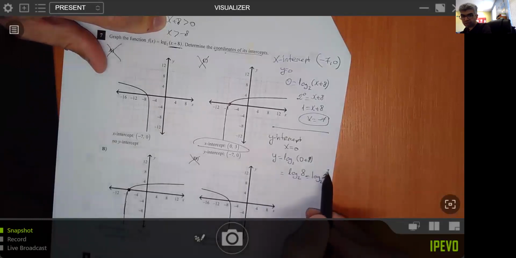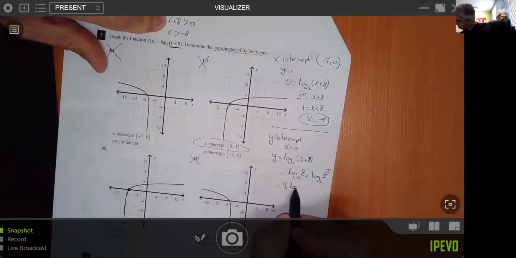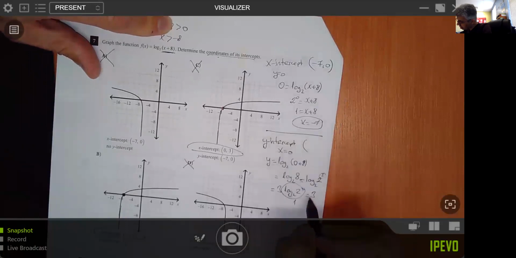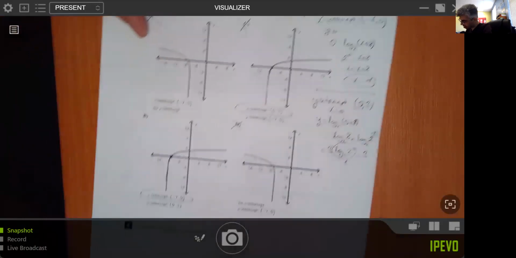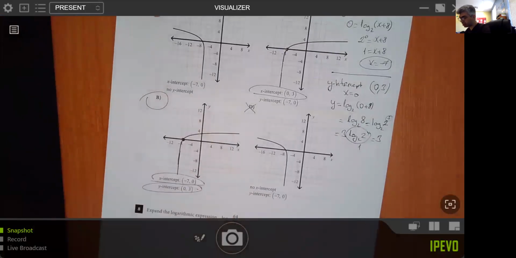You know, guys, what we do with the exponents. So it's equal to 3 log of 2 base 2, and that is 1. 3 times 1 is 3, and the y-intercept is x 0, y 3. And yes, it's correct. The answer is this one.